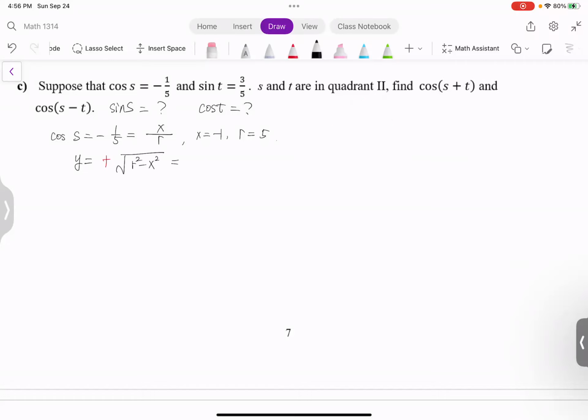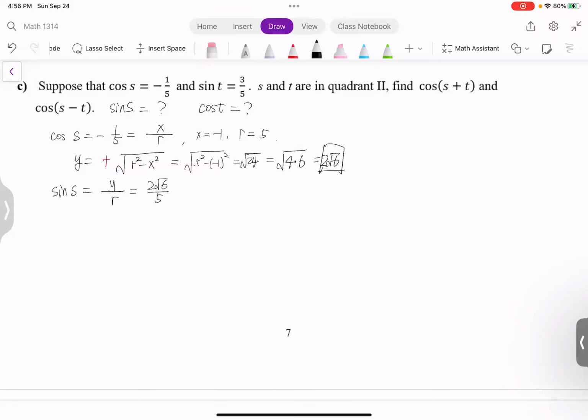Okay, so let's put all the values in it. I have 5 squared minus -1 squared. So I'm having 25 minus 1, 24, square root of 24. Can you simplify this? 24 equals 4 times 6. Let's bring the 4 outside. It's 2 square root of 6. And how about the sine S? Sine S equals y over r, which is 2 square root of 6 over 5. Okay, we found the sine S.